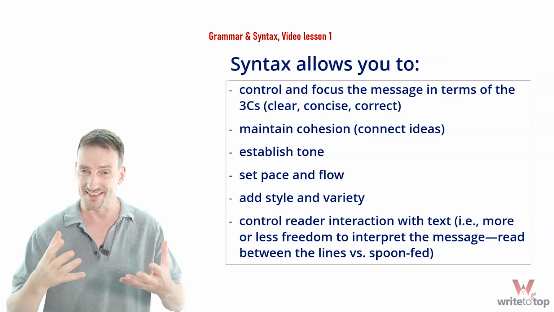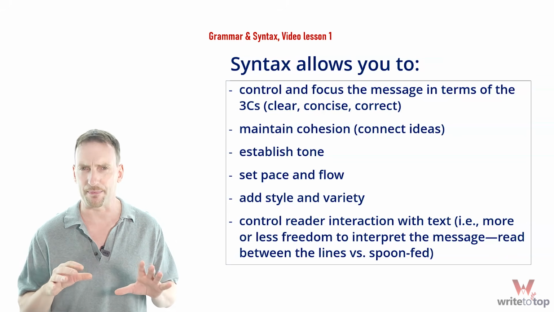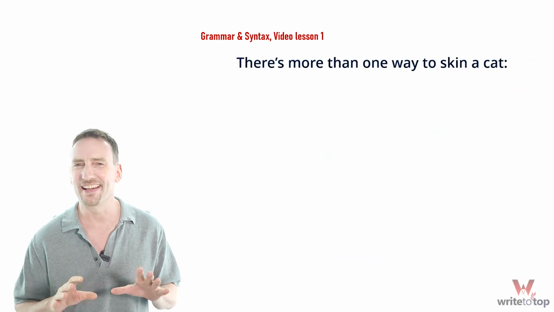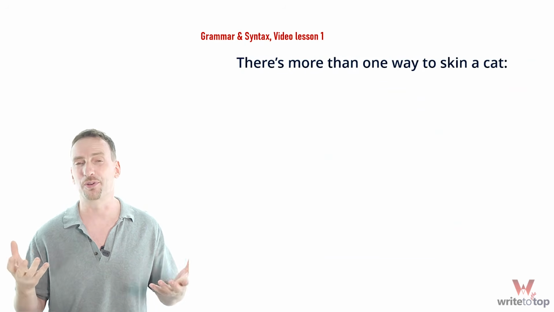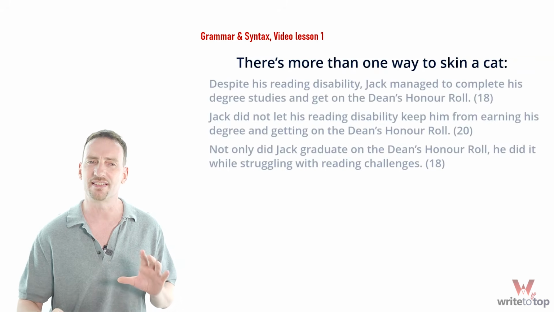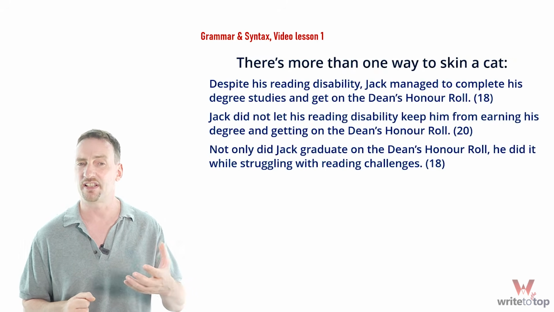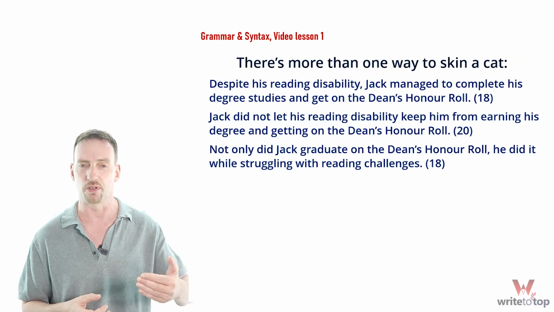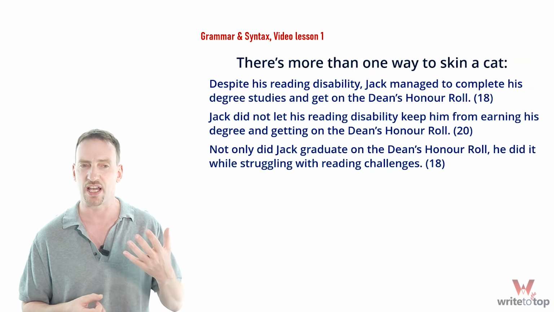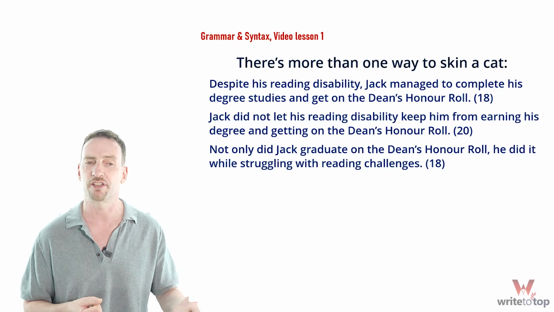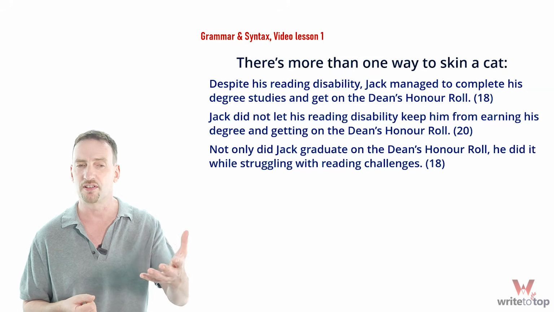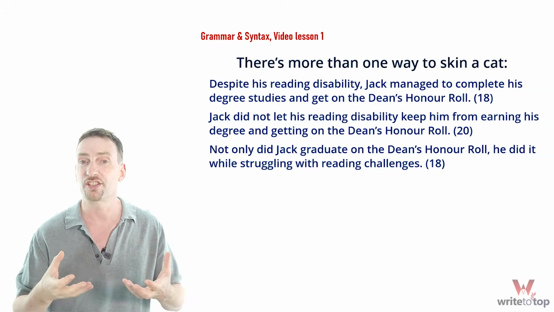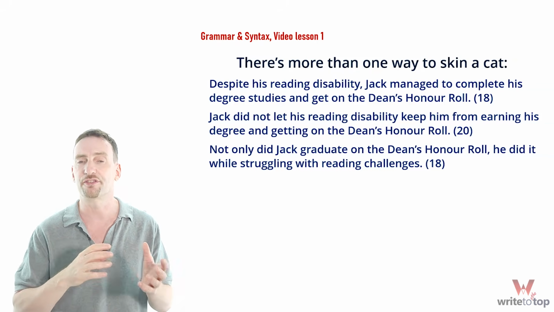Okay, so now to understand all of this, I'm going to give you some examples to make it a bit more concrete, as it were. There's more than one way to skin a cat. This is an idiom, meaning there's more than one way to do something. So look at some of these sentences. Despite his reading disability, Jack managed to complete his degree studies and get on the dean's honor roll. A couple of other examples. Jack did not let his reading disability keep him from earning his degree and getting on the dean's honor roll. Not only did Jack graduate, etc. Three different sentences, all essentially saying the same thing, but in different ways.